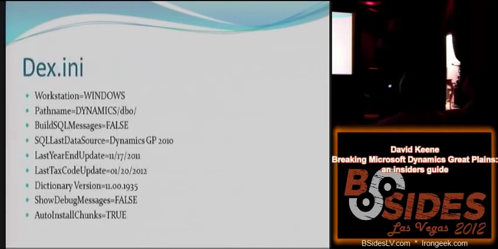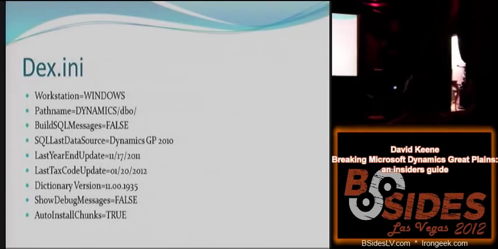Now this guy's sitting in that administrative share, so we can get a little bit of information here. Build SQL messages equals false. By default, it's turned off. So if you're making any changes to the software build itself, it doesn't return any error messages, so you don't know if something's been changed. SQL last data source equals Dynamics GP 2010.